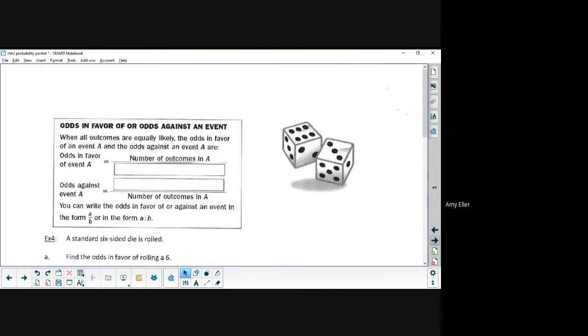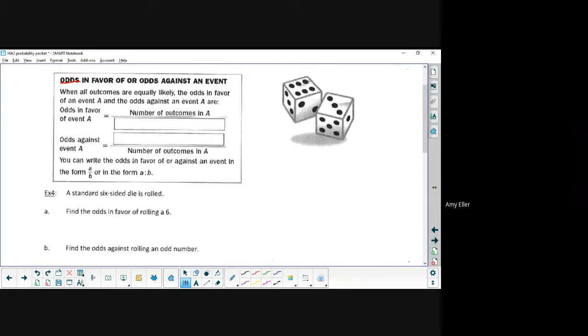Odds. I know we've heard odds before. This is one of the most commonly used incorrect words. Like outside the math classroom, if I say, what's the odds that I flip a tail? People say 1 over 2, right? That's what you heard. That is not true. That's the probability, 1 over 2. Odds, very different. Odds in favor or odds against an event.